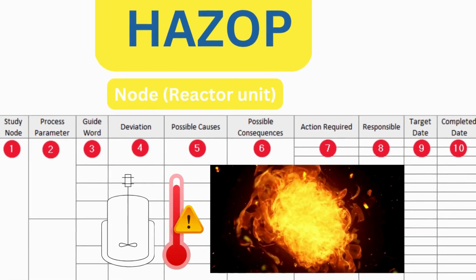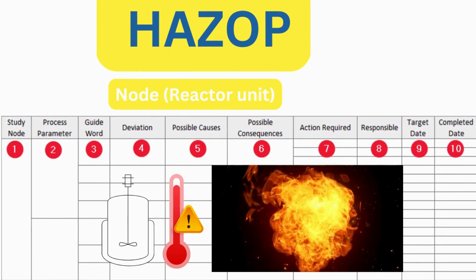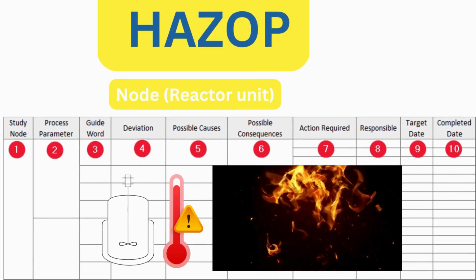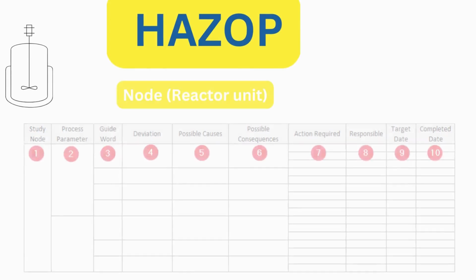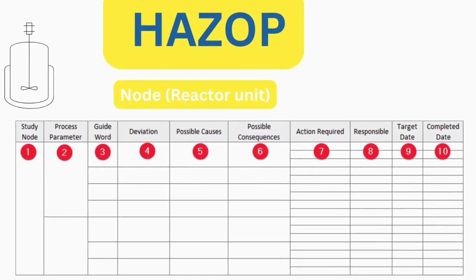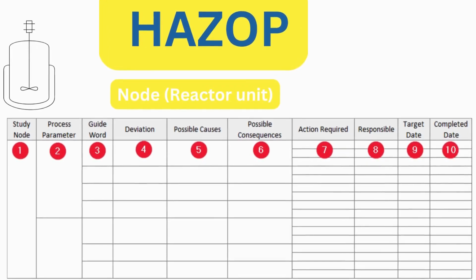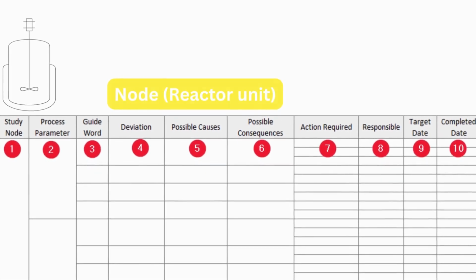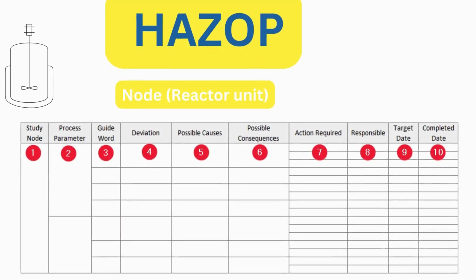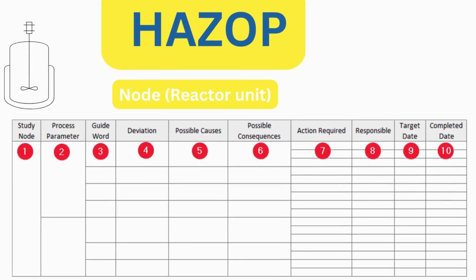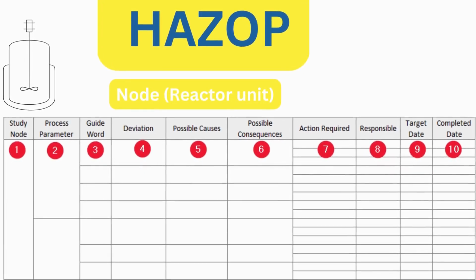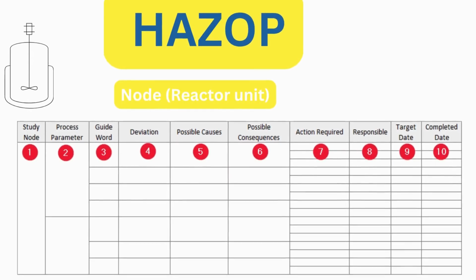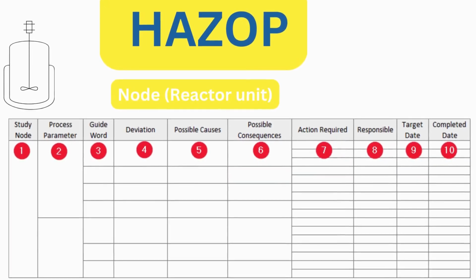Use logical symbols in your fault tree to illustrate how different causes and sub-causes contribute to the top event. Record all findings, including identified deviations, their potential impacts, and proposed corrective actions. HAZOP helps ensure that all potential hazards are systematically examined and addressed, providing a comprehensive approach to safety management.